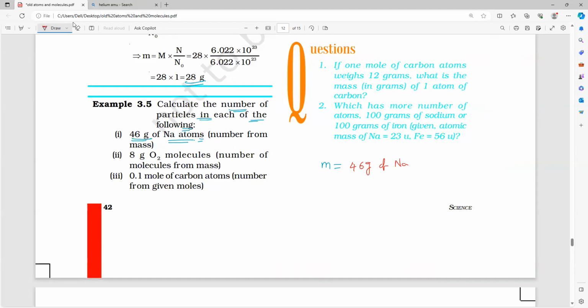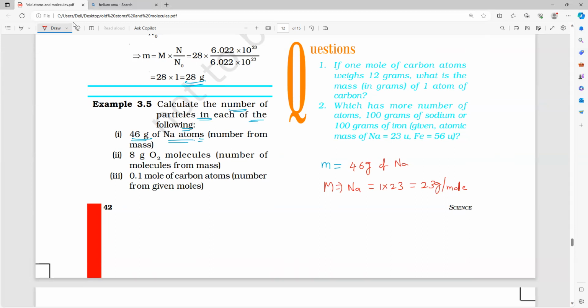If you see mass, immediately I told you, immediately you have to calculate what? Molar mass. That's all. Molar mass of sodium. Yes, Nivedan, what is the molar mass of sodium? 1 into 23, which equals 23 gram per mole. You understand? Clear? Yes, sir.